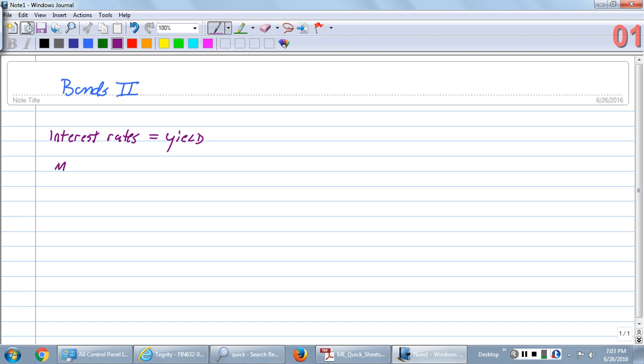Another has to do with the maturity structure of the bonds. Bonds that have a long time remaining until they mature are more sensitive, as we saw before, than bonds that are short term, with a short time remaining until they mature. So we've got interest rates or yields, we've got maturity, and we also have coupon rates. What's true about bonds is that bonds with low coupon rates tend to be more sensitive to interest rate changes than bonds with high coupon rates.